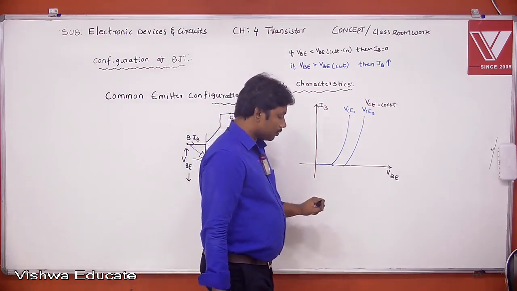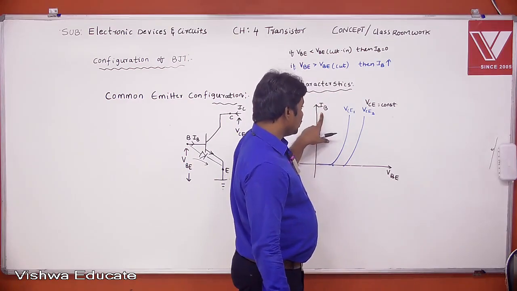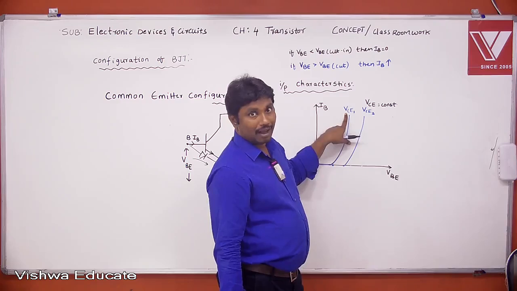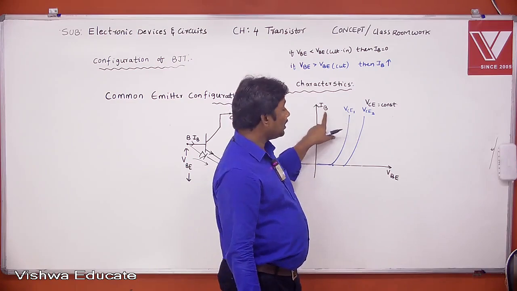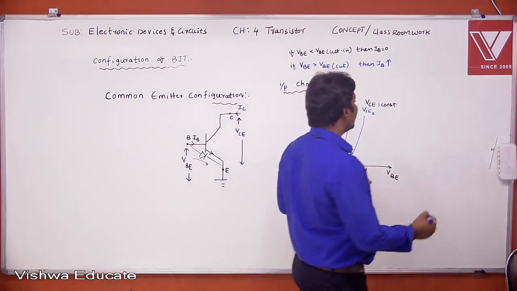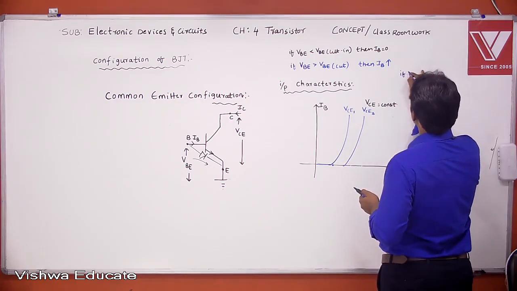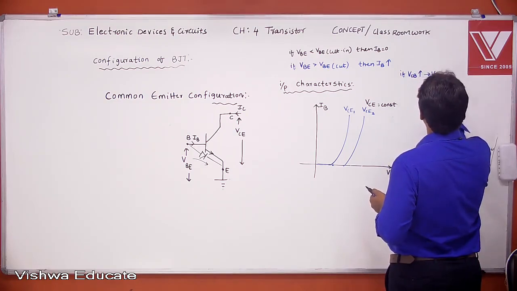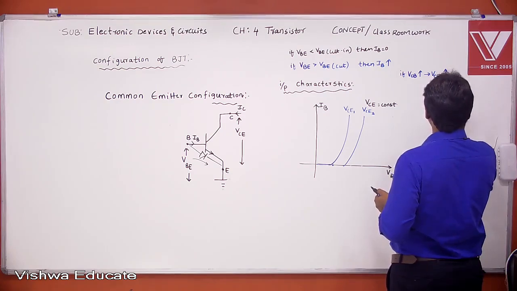And one more point, see, for a given value of VB, this IB inversely varies with VC, right? Why does it inversely vary? Due to early effect. So here, what is early effect? See, if the VCB increases, what happens to the VCE? VC also increases. What is VC actually? VC is nothing but VCB minus VB, right?